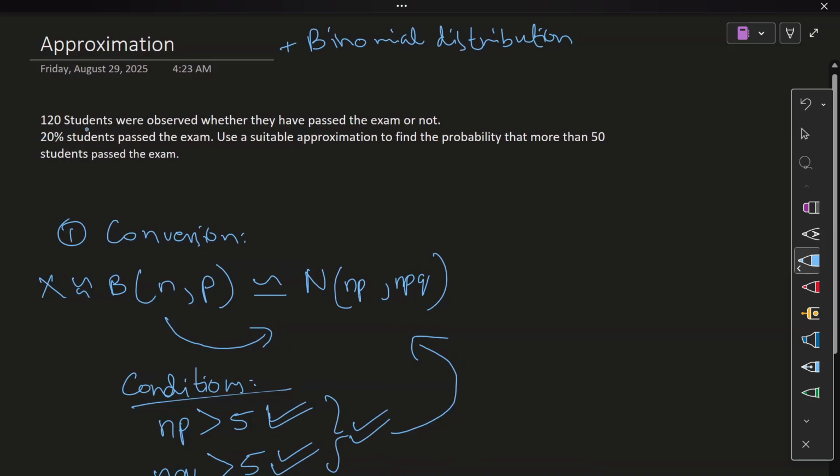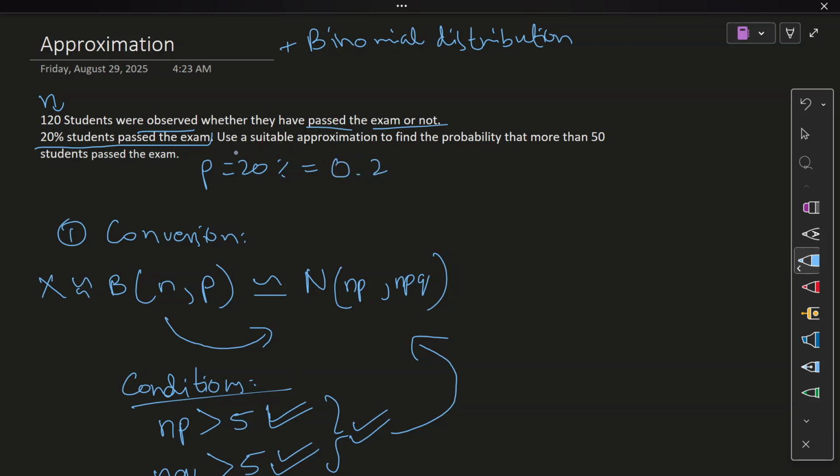So the question says 120 students. How many students are being observed? 120. That's my number of trials, number of candidates, whether they have passed the exam or not. 20% of the students passed the exam. So favorable is 20%. In probability terms, divide that by 100, remove the percentage, and that turns into 0.2. So that is my favorable probability.